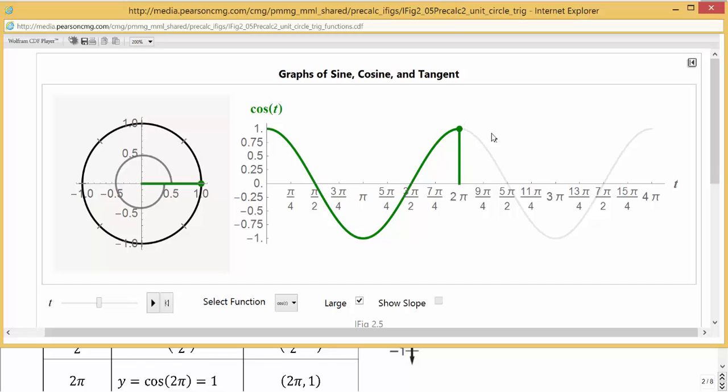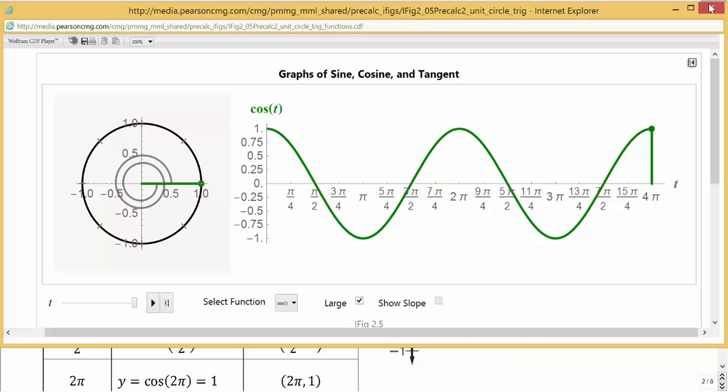And notice that the gray part of the graph looks exactly the same as from 0 to 2 pi. So from 2 pi to 4 pi, or another time around the circle, we start to pick up those same exact x values every time we go around the circle. So for all these coterminal angles, we're getting exactly the same cosine values every single time that we go around the circle. So cosine is a periodic function. It repeats itself every 2 pi units.